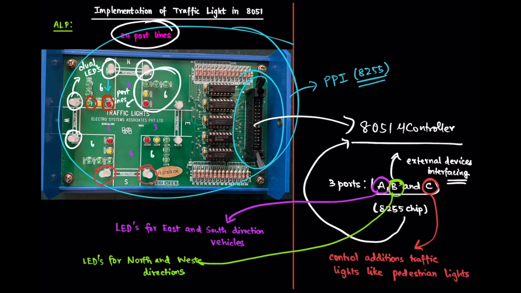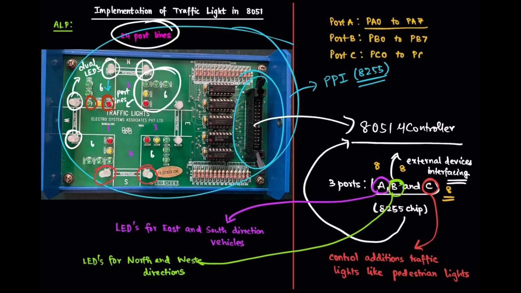Now in each port there are 8 port lines. So therefore making it 24 port lines. So port A is going to have port lines from PA0 up until PA7. So 0 to 7 there are 8 port lines, and port B is also going to have 8 port lines, so from PB0 to PB7. And port C is also going to have 8 port lines from PC0 to PC7.